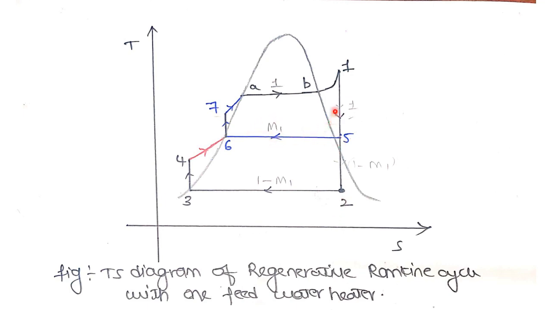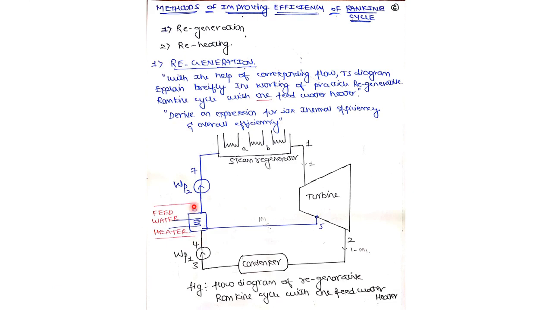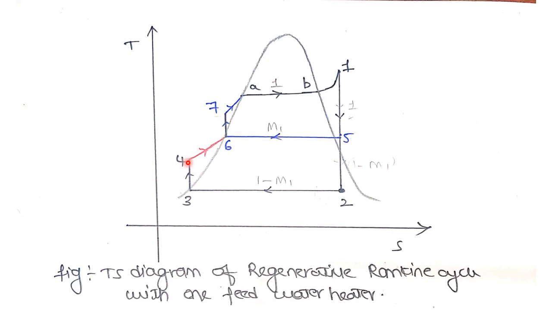2 to 3 is a condenser process, correct? Now at 5 you are taking tapping. From 5, 4 to 6 your feed water heater will come into picture. So where is your 4 to 6? Yes, here it's your 4 to 6. So 4 to 6 your feed water heater comes into picture, and 6 to 7 you are pumping it once again by use of another pump. So WP2 will come from 6 to 7. WP1 will come from 3 to 4. And 4 to 6 your feed water heater.